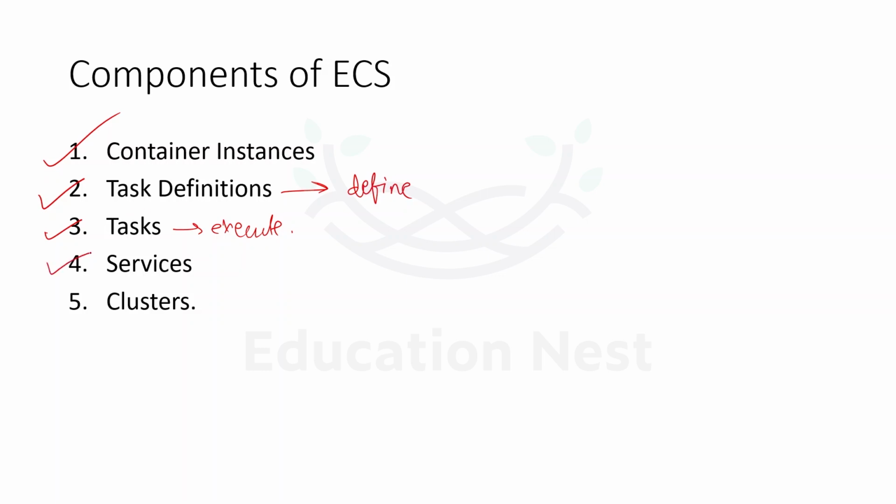Then we have services. So a service is a long running task that ensures a specified number of tasks are running and replaces any that fail or become unavailable. Okay, so it can be used basically for providing high availability and load balancing our application. Lastly, if we talk about cluster, it is a logical grouping of container instances and tasks. So ECS allows you to create multiple clusters, each with its own set of container instances and tasks.